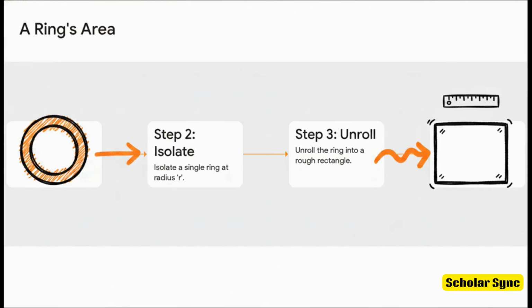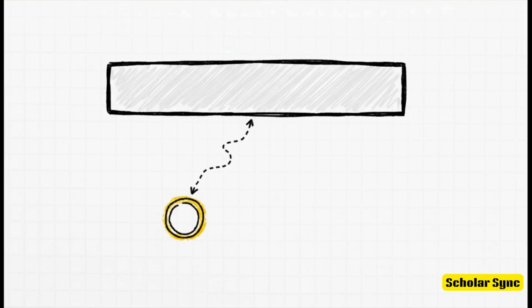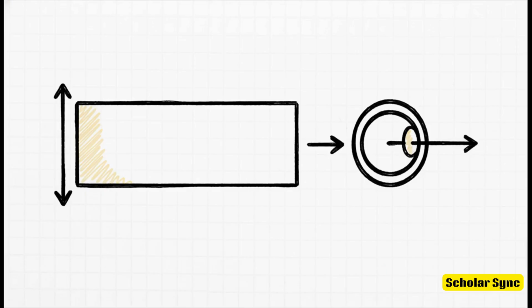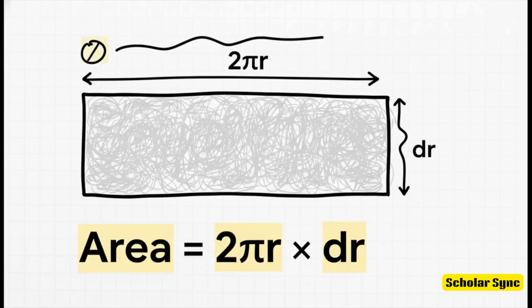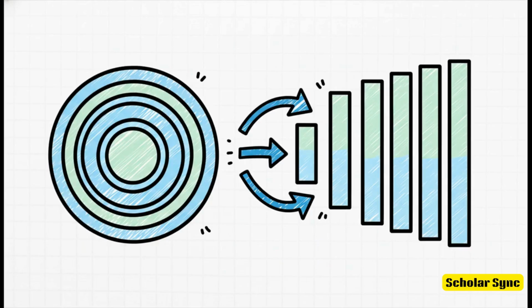When you unroll it, you get something that's basically a rectangle. Let's break down how. So the length is easy, right? It's just the ring's circumference, which is 2 pi r. And what about its thickness? Well, we'll call that tiny change in the radius dr. So, the area of one of these little rectangles is just its length times its thickness, 2 pi r times dr.